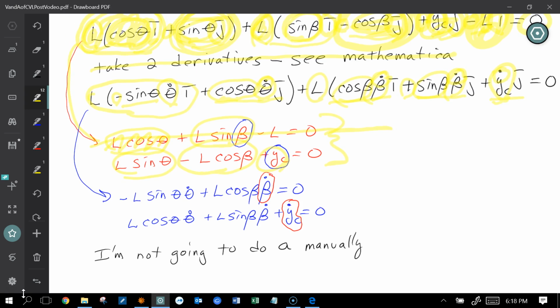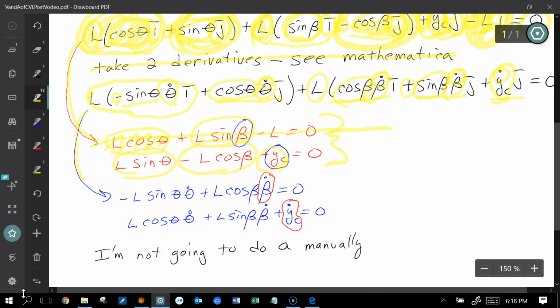Now the blue guy is taking the derivative, and what do you do? You pull out all the i's. So I'm going to pull out the i's. Here's an i, which is right here.